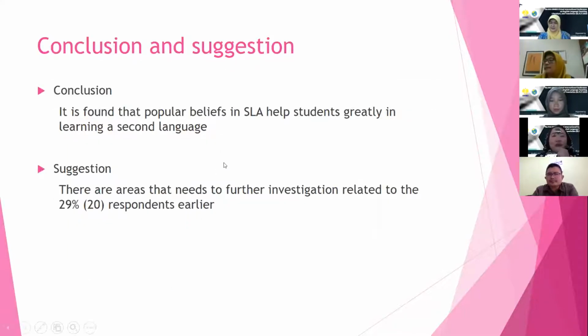In conclusion, Bapak Ibu, we found that the popular belief in SLA helps students greatly in learning a second language, because more than 70% of the respondents responded well. They found the popular beliefs very helpful in their language skills and knowledge development. However, this is very interesting, because the 20 respondents also scored very well in their receptive skills, but they do not follow the popular beliefs.